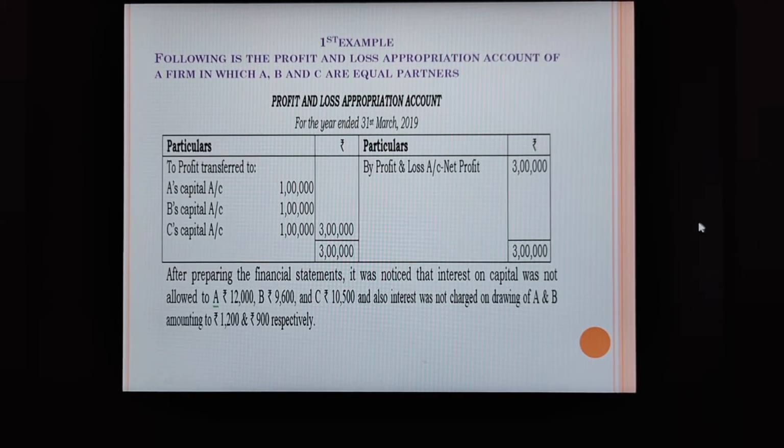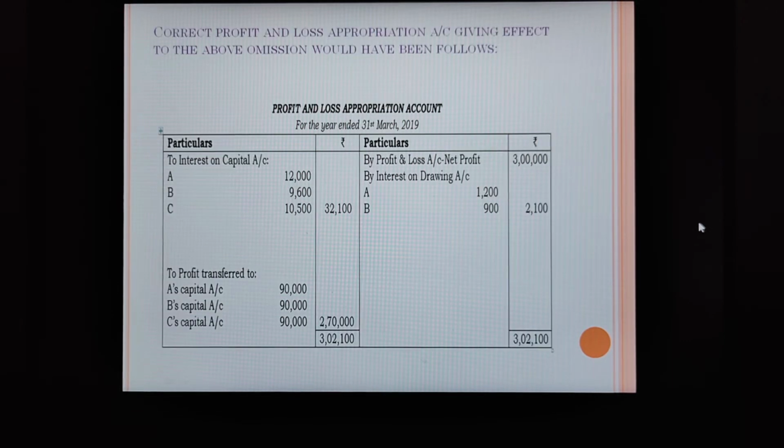Moreover, here the firm has not charged interest on drawing, that is amounts 1,200 and 900. The firm needs to provide interest on capital of 12,000, 9,600 and 10,500, and will charge interest on drawing from A and B as 1,200 and 900. So this one is the wrong profit and loss appropriation account. What should be done? This should be done.